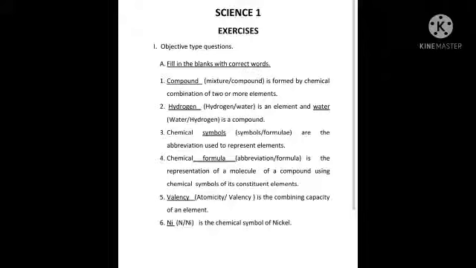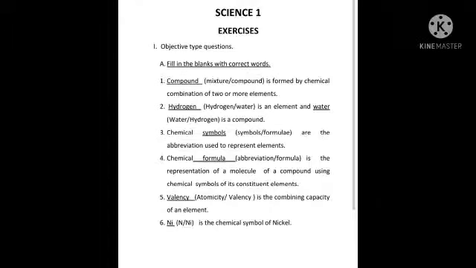Chemical dash or the abbreviations used to represent elements, symbols. Chemical dash is the representation of a molecule of a compound using chemical symbols of its constituent elements. Formula. Dash is the combining capacity of an element. Answer is valency. Valency is the combining capacity of an element. Dash is the chemical symbol of nickel. So you all know nickel symbol is Ni. N should be capital letter and i should be small letter.